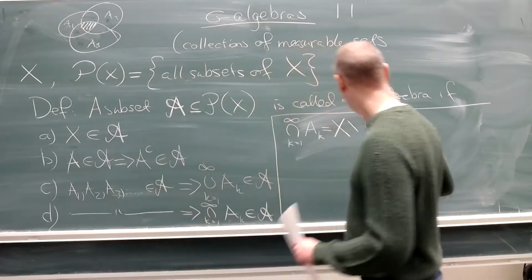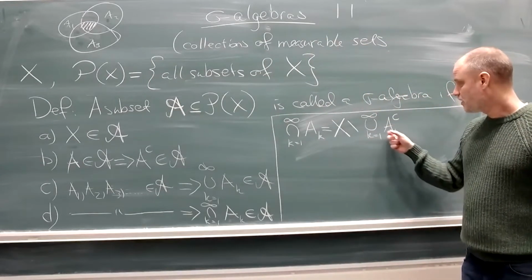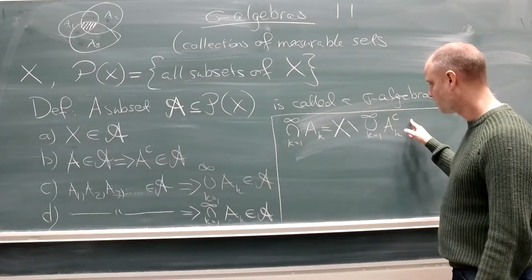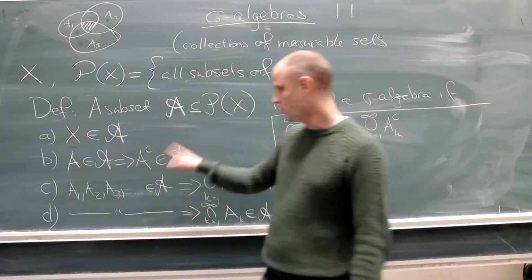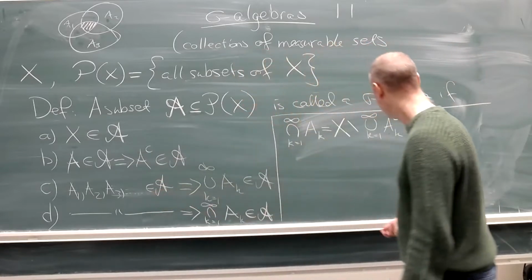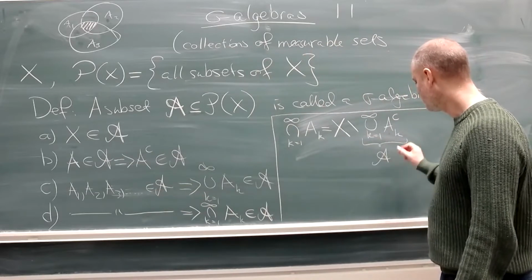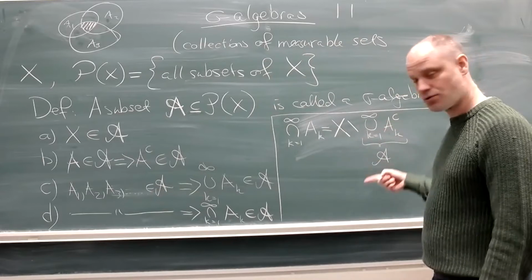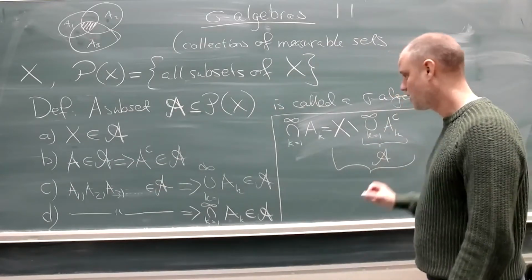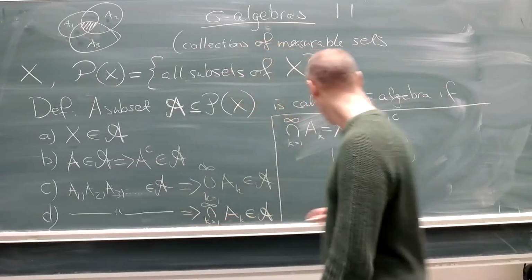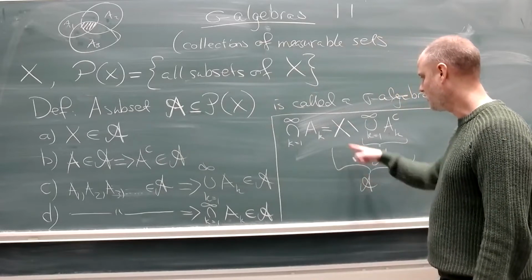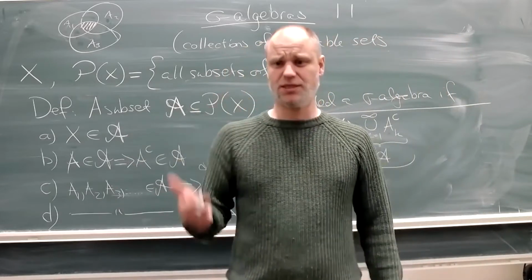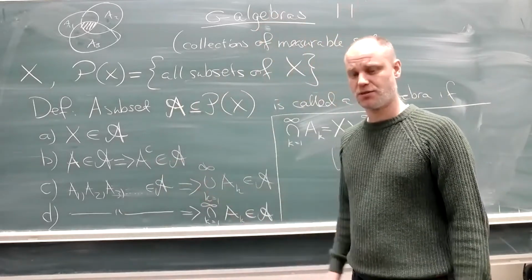then what we can do is, okay, we look here, A_k is in curly A, therefore A_k complement is in curly A by B. So all of these sets will be in curly A. Now I'm allowed to take an infinite union, by C, which means that this whole thing here will be in curly A. And finally, X minus this set is just taking another complement, so by rule B again, this fellow is in curly A. And naturally, I also need to know that X is in curly A, which was A. So I used A, B, C to establish that D follows naturally from these three.